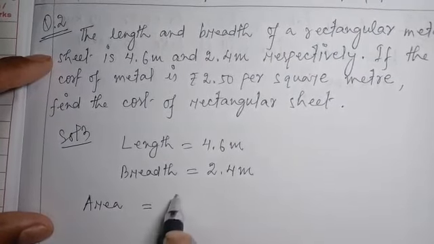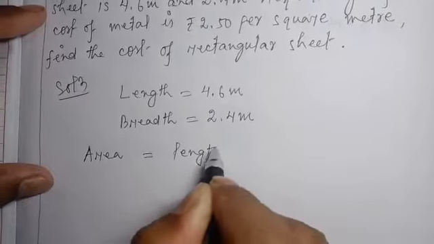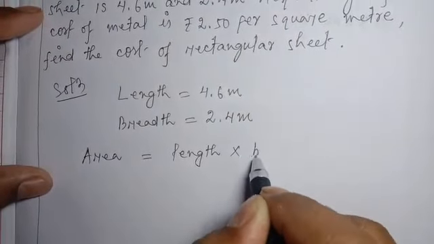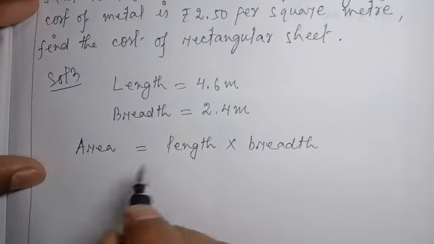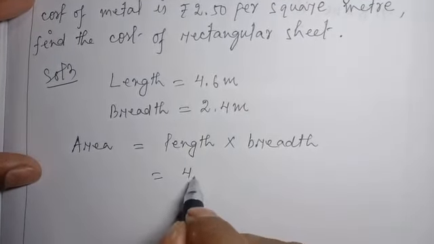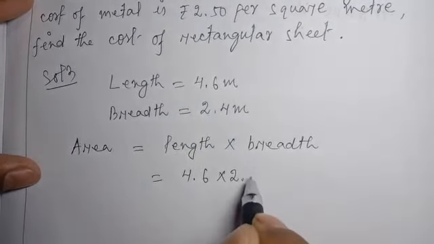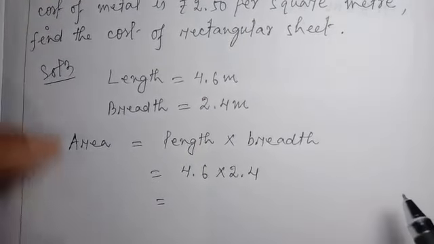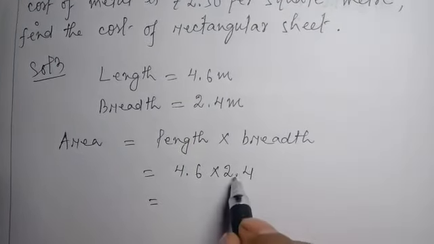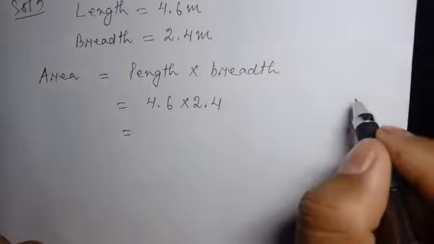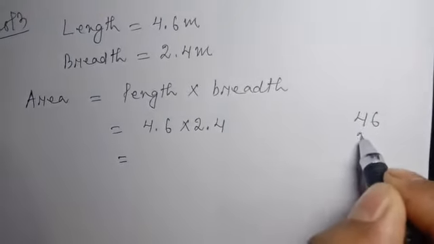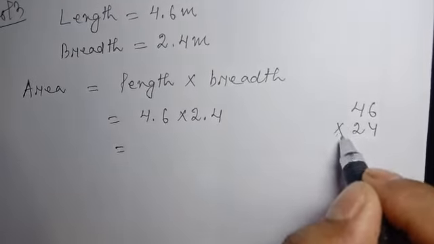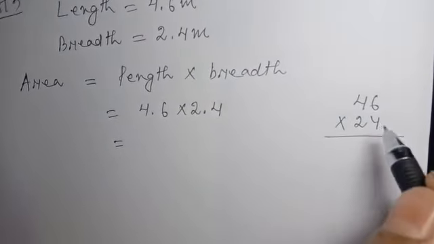Area equal to length into breadth, 4.6 into 2.4. You multiply these two. When we multiply decimal numbers, you remove the decimal point, just multiply directly. After getting the answer, we can put the decimal point.